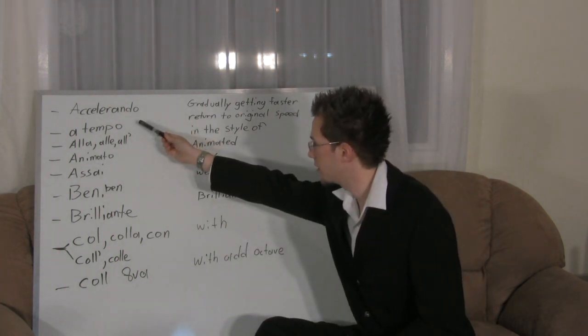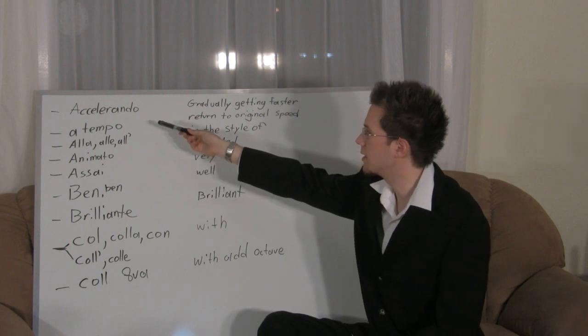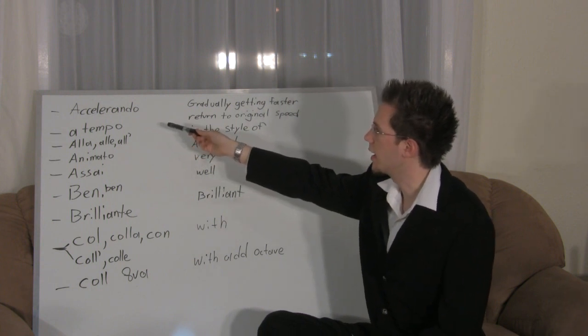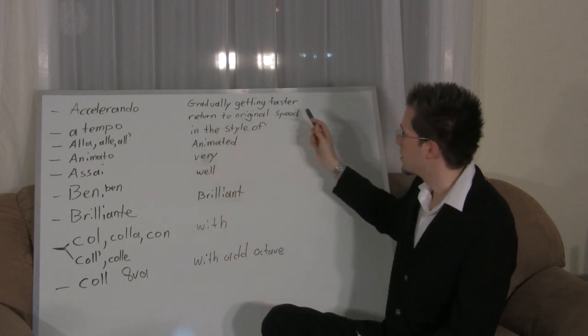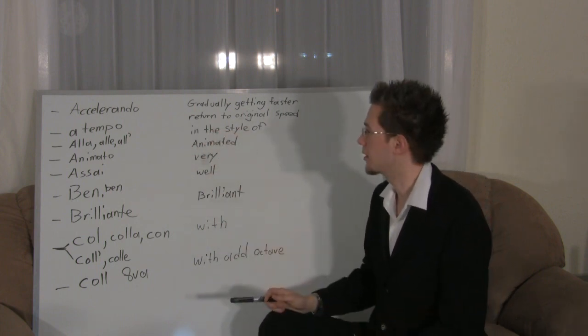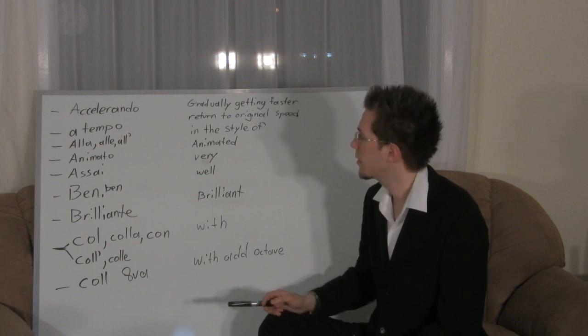Okay, so accelerando, that's spelled A-C-C-E-L-E-R-A-N-D-O. Okay, accelerando. And it means gradually getting faster, which we kind of just covered. Okay, so moving right along, we have the next one.